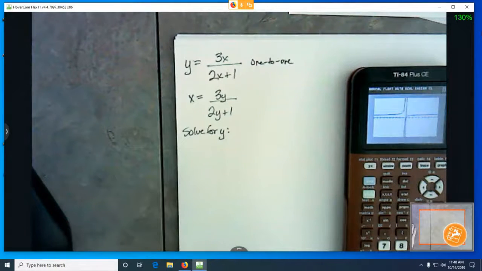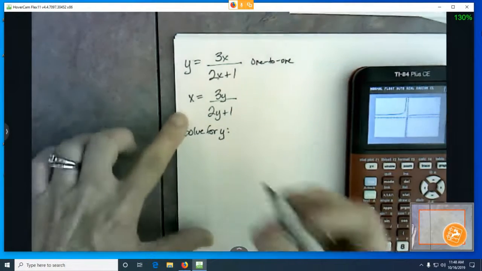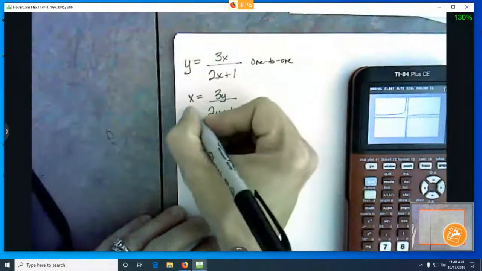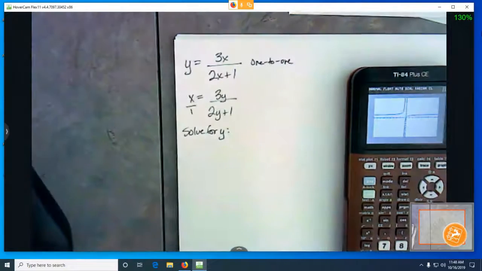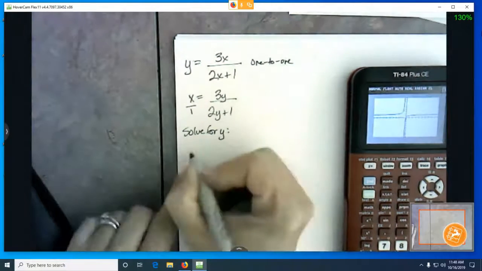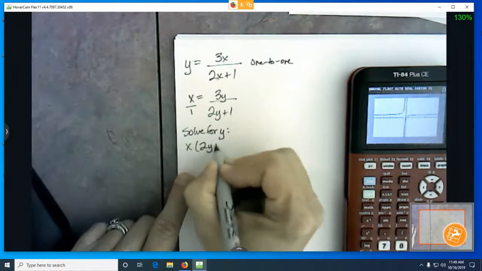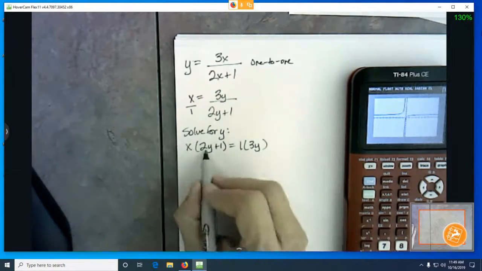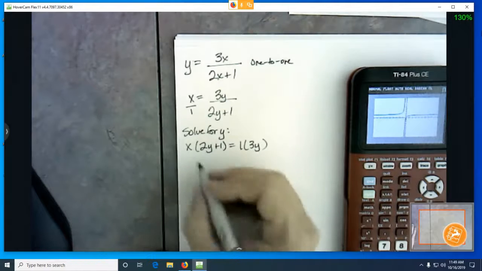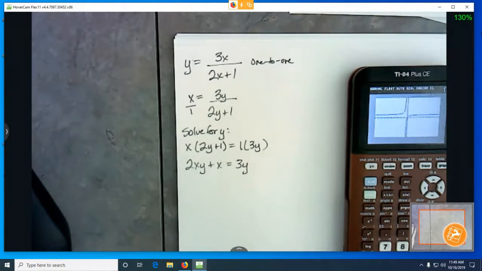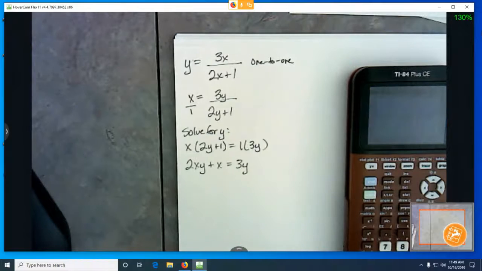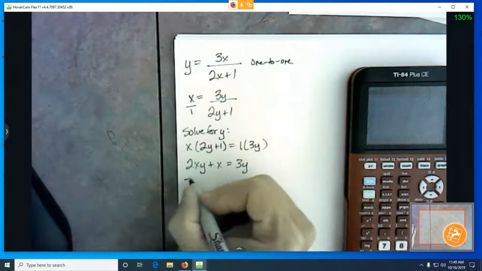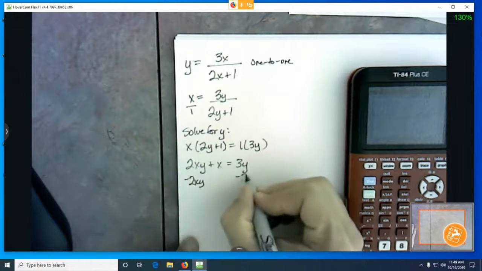This is kind of like the problems we were doing in that last unit. So this is one, if I want to solve this for y, I'm going to think of cross multiplying. So I'm going to have x times 2y plus 1 equals 1 times 3y. On this side, I'm going to go ahead and distribute my x. Since I'm trying to solve for y, that means I want all my y terms on one side and everything without a y on the other side. So I'm going to subtract the 2xy from both sides.